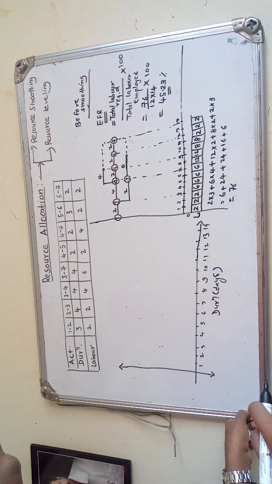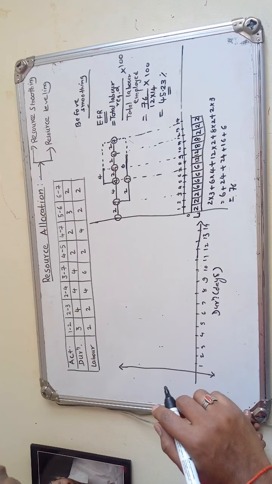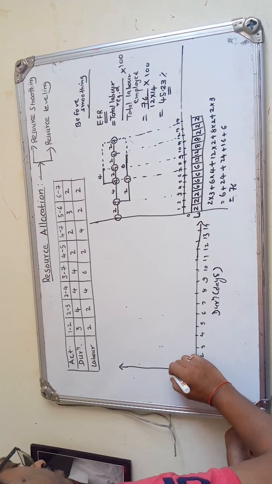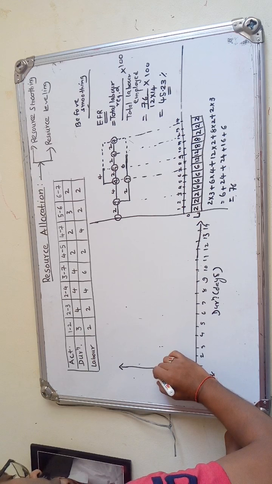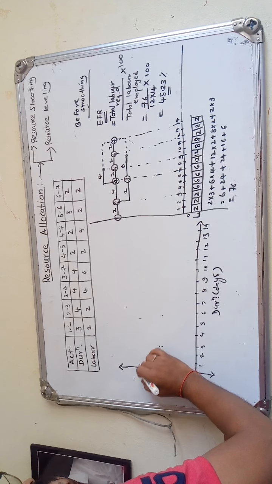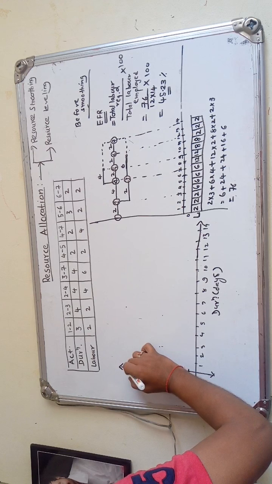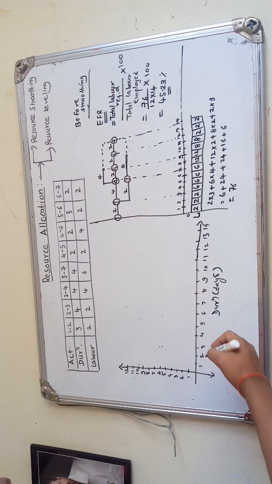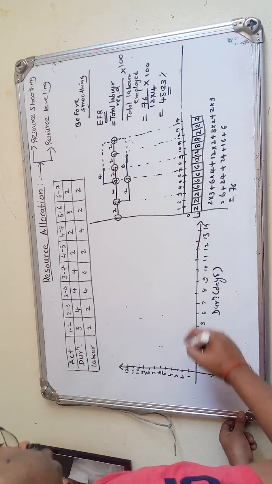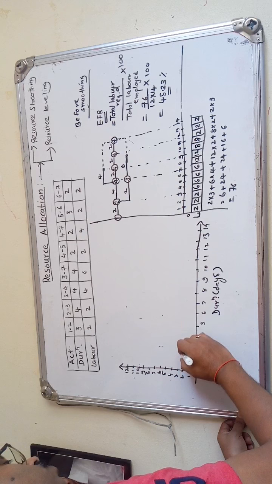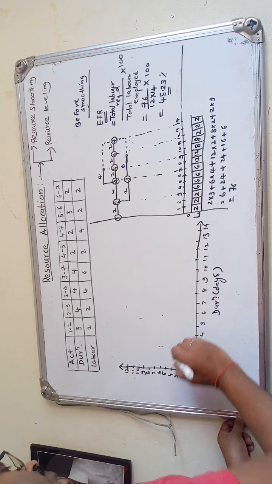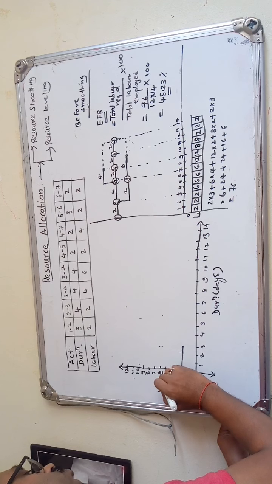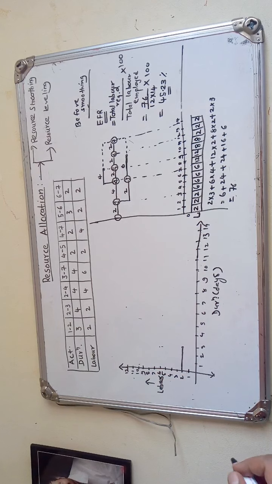Take a suitable scale: 1, 2, 3, 4, 5, 6, 7, 8, 9, 10, 11 and 12. So 12 is the maximum demand. Here on the y-axis we have the labors. For the first 3 days we have 2 labors.